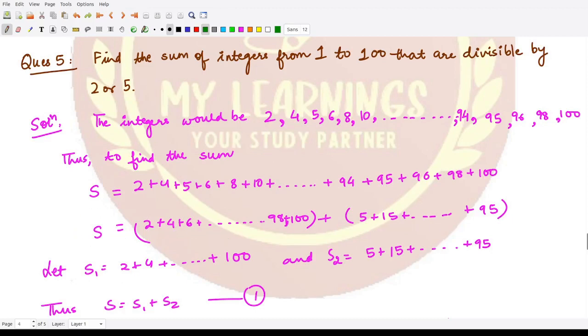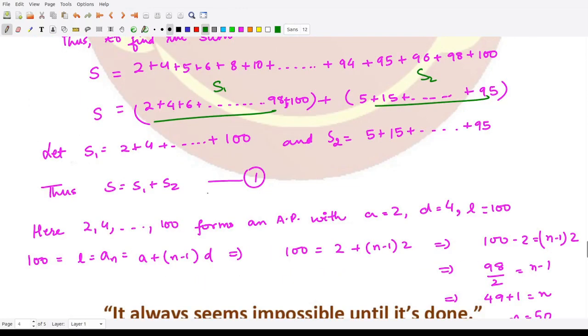Let's say this sum is S1 and this sum is S2. We are calling them by ourselves. So your S would be the sum of both of these. Once you have this as your equation 1, now we can move forward to calculate S1 and S2. For calculating S1, you see this sequence forms an AP. The first term is 2, the common difference is again 2, and the last term is known to us, which is 100. But how many such terms are present?